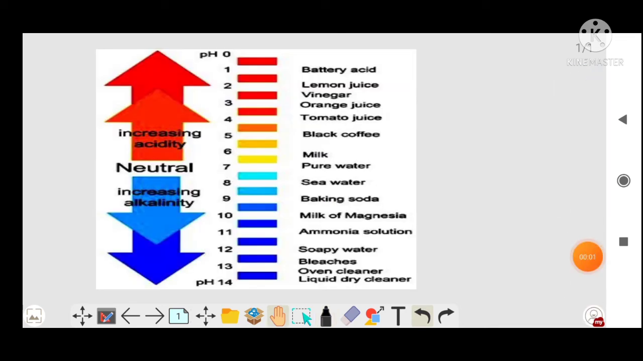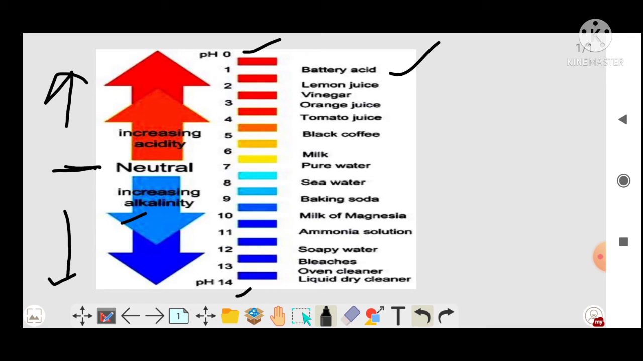Look at one more slide here: increasing acidity, this is neutral, and here increasing alkalinity, that is basic. Look, 0 to 14, and this is 7, neutral. Here, battery acid is acidic, with pH 1. Lemon juice and vinegar are near 2. Orange juice is acidic. Tomato juice is pH 4, acidic. Black coffee is pH 5, acidic.